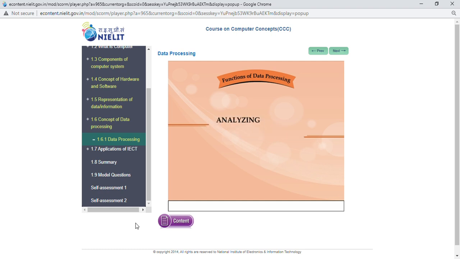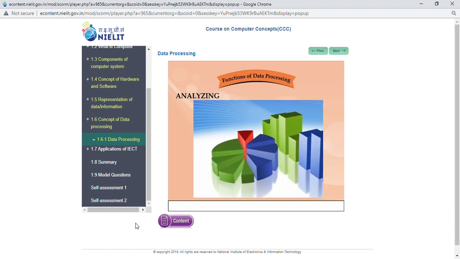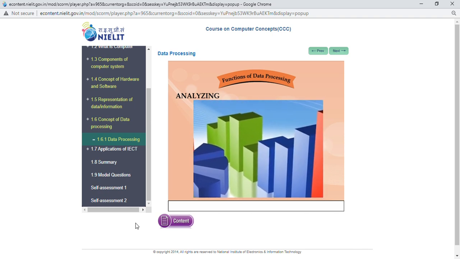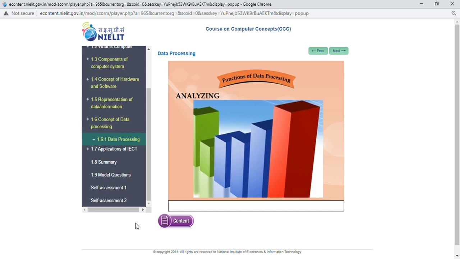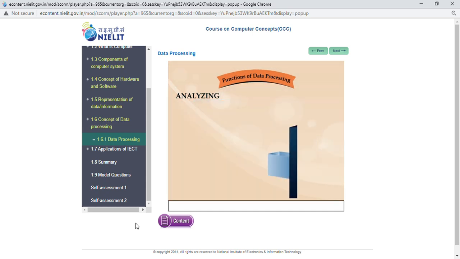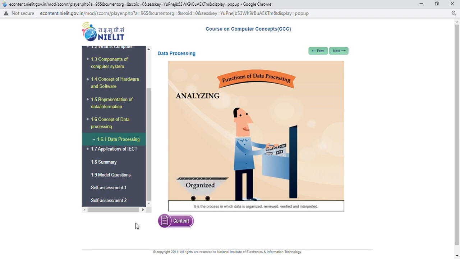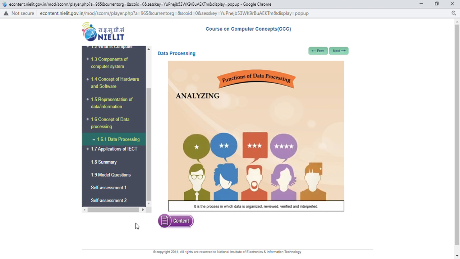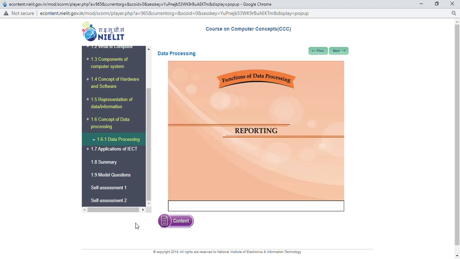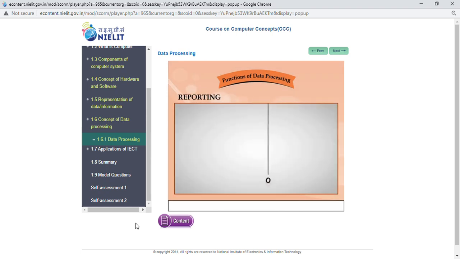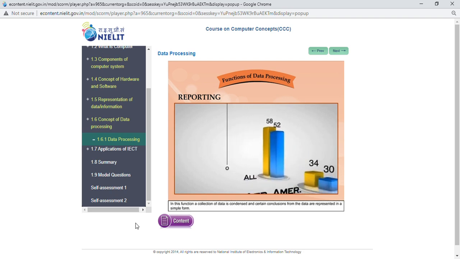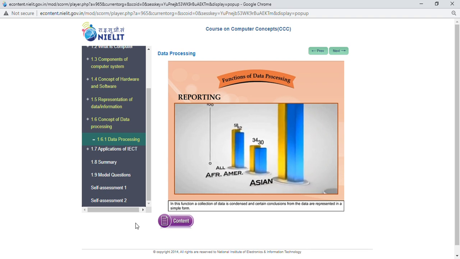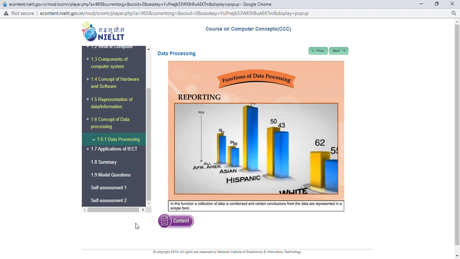Analyzing. It is the process in which the data is organized, reviewed, verified, and interpreted. Reporting. In this function, a collection of data is condensed and certain conclusions from the data are represented in a simple form.